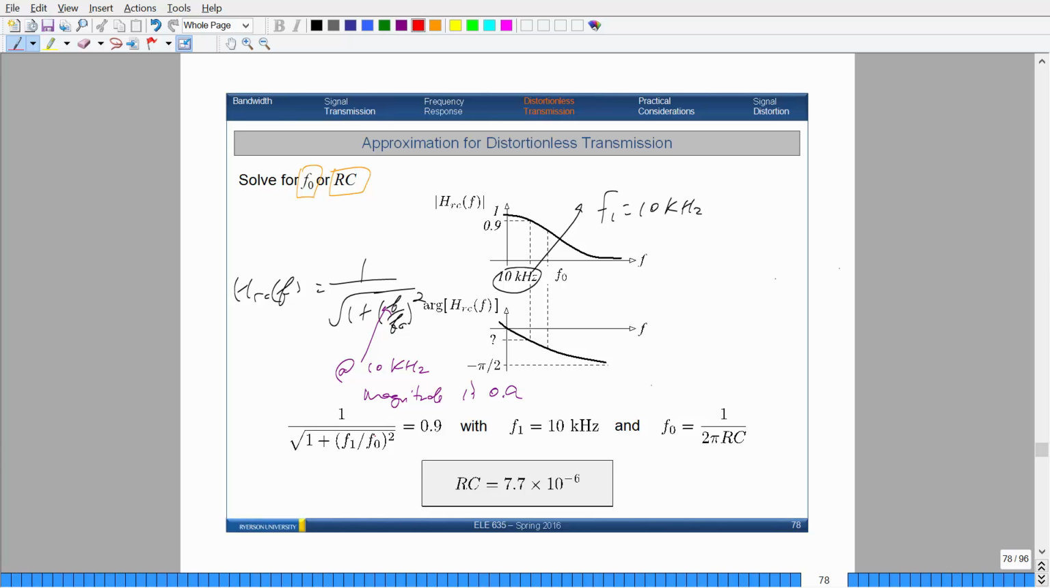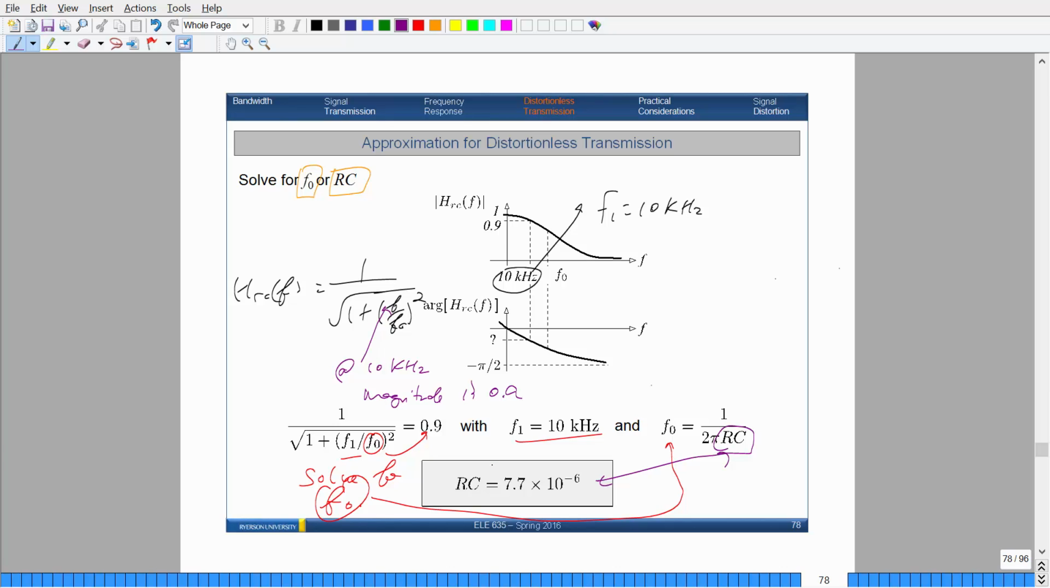So we want to solve for f0 such that it gives us a magnitude of 0.9 right at 10 kilohertz. Once you figure out what f0 is, you plug it into here, and then you can solve for RC, and you get that number.